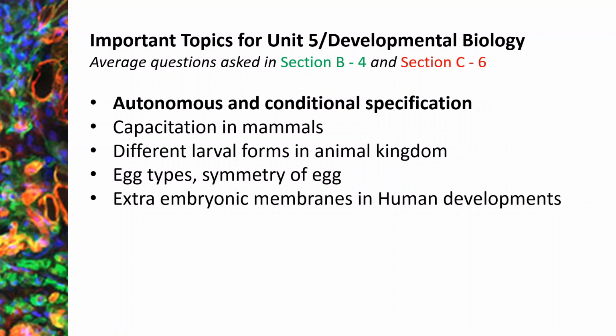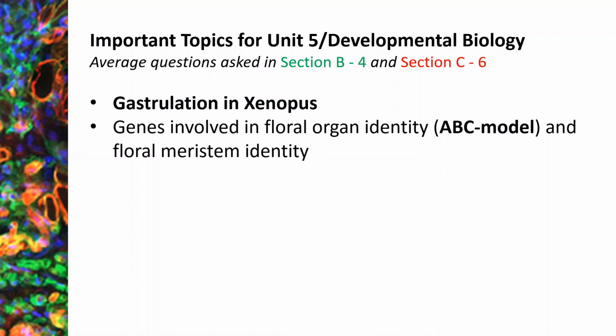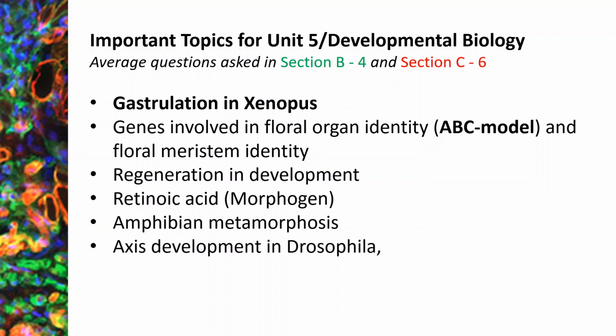symmetry of egg, extra-embryonic membranes in human development, fertilization in sea urchin, gastrulation in Xenopus, genes involved in floral organ identity, ABC model and floral meristem identity, regeneration in development, retinoic acid or morphogen, amphibian metamorphosis, axis development in Drosophila, egg types, symmetry of egg.